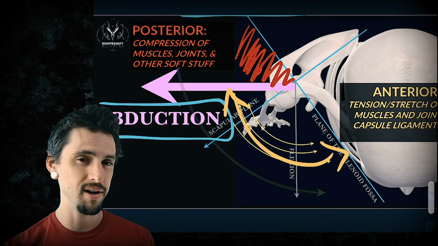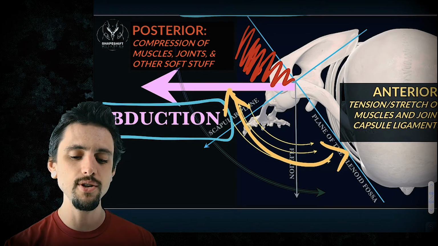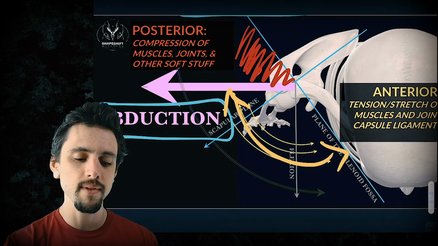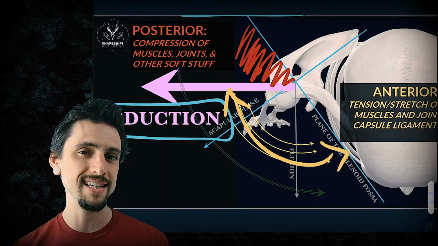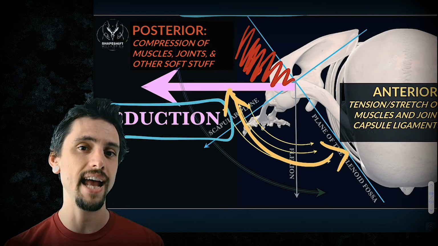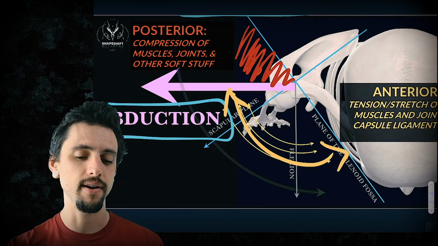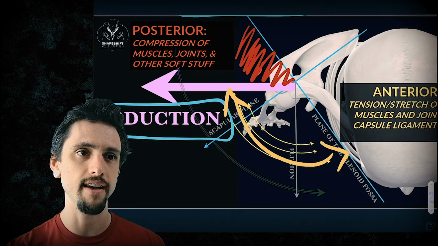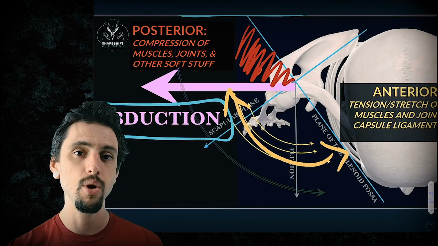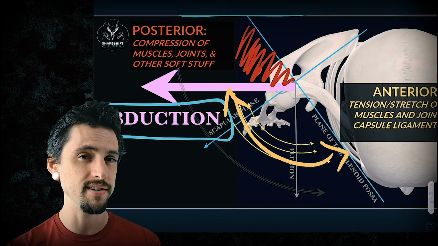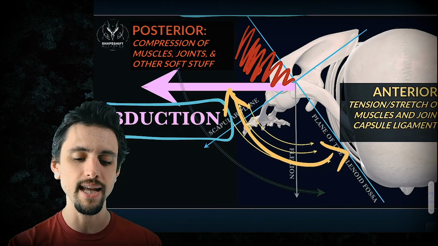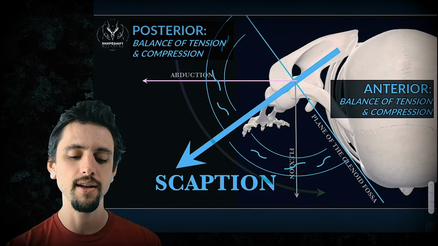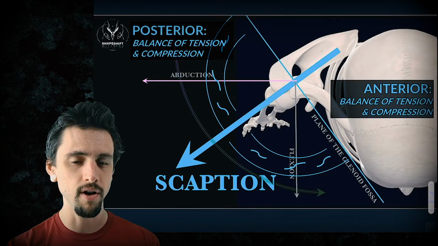Quick note about abduction is that in addition to this tension compression stuff, abduction has a unique difficulty that flexion does not have, which is that you're more likely to have compression of the subacromial space. We reviewed that in the first video of this series. So if you want a really in-depth explanation of that, you'll have it. But let's move on here.